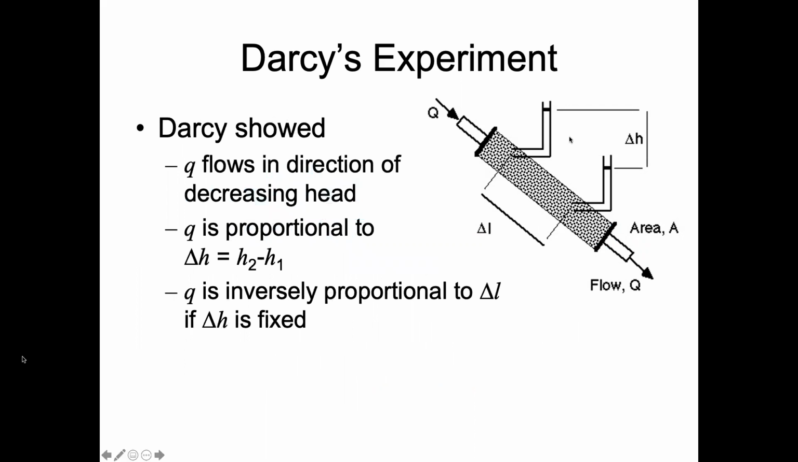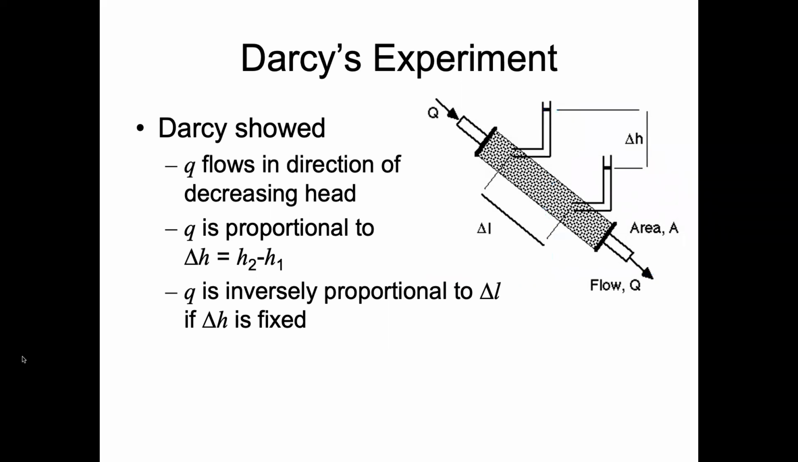What Darcy showed is that our specific discharge flows in the direction of decreasing head, so we go from high head to low head. If we draw a datum here, we have our head 1 here and our head 2 here. These are the two different pipes we're measuring from, and we can see that the water level here is much higher. Let's say this is our elevation head and this is our pressure head. We can compare those in H1 and H2, and we see that water is flowing from a high head to a low head.